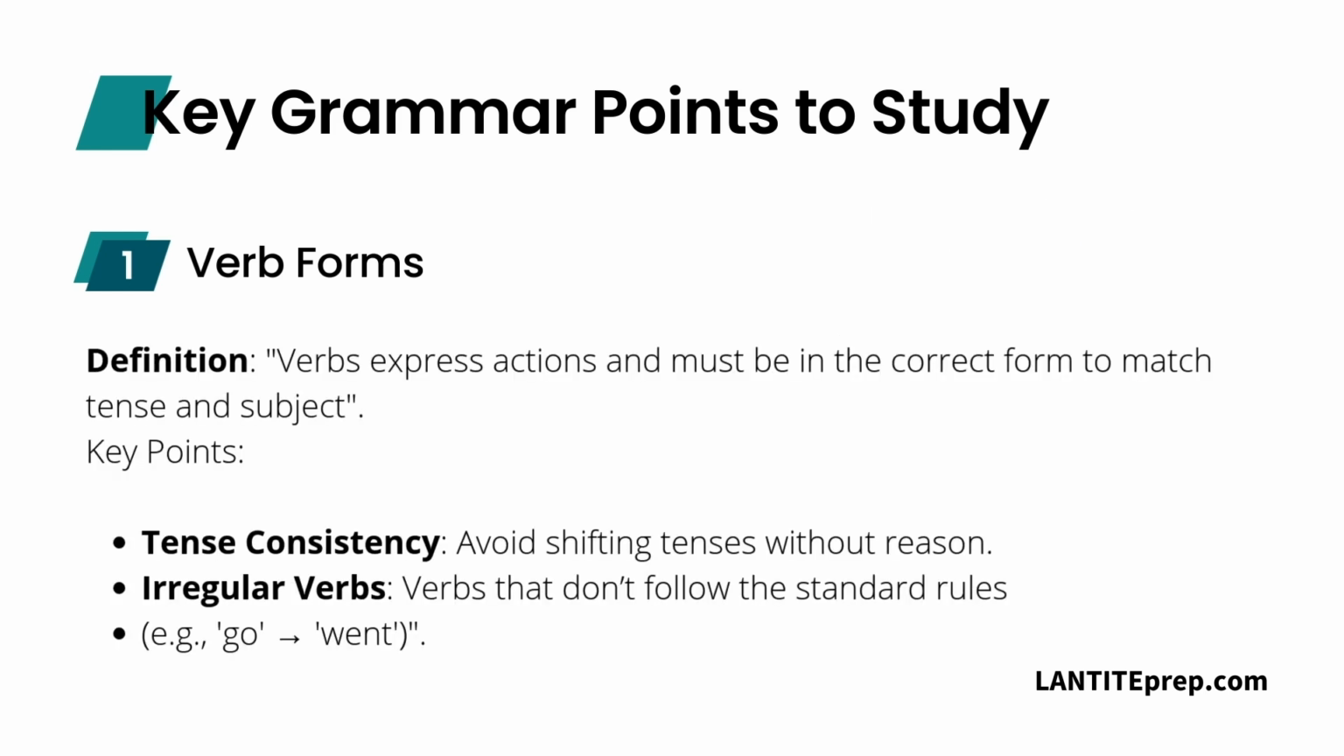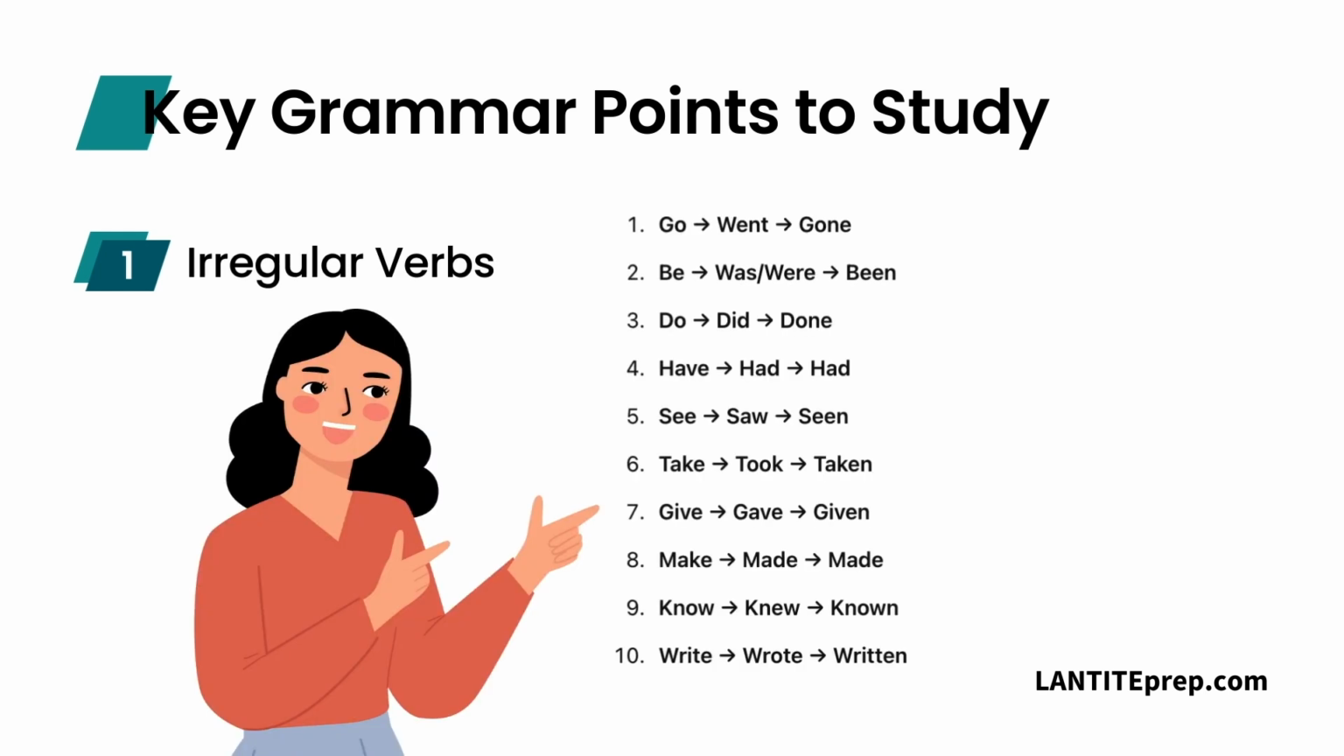First up, verb forms. These express actions, and it's essential to keep their tense consistent throughout a sentence or passage. Irregular verbs are particularly tricky because they don't follow typical past tense patterns. So make sure you familiarize yourself with common ones like go, becoming went. Here is a list of 10 irregular verbs that are important to know for the LANTITE exam. Notice how these verbs do not follow their regular ed pattern for forming the past tense, making them important to memorize and understand.